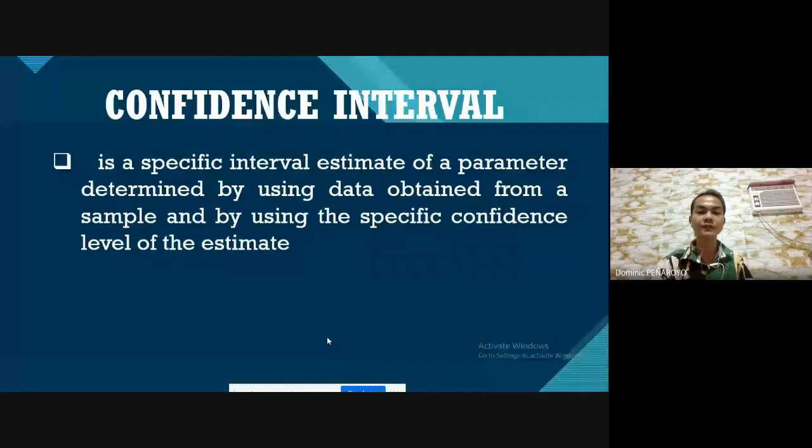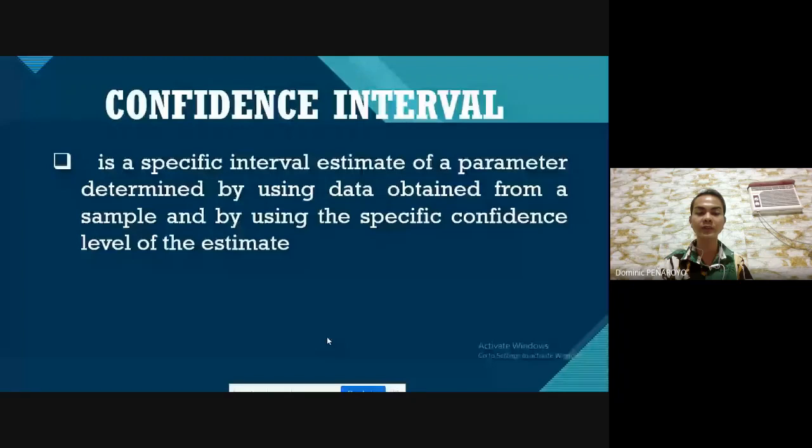Confidence interval is a specific interval estimate of a parameter determined by using data obtained from a sample and by using the specific confidence level of the estimate. So we have a formula for confidence interval. This is now the combination of the interval estimate and the confidence level.